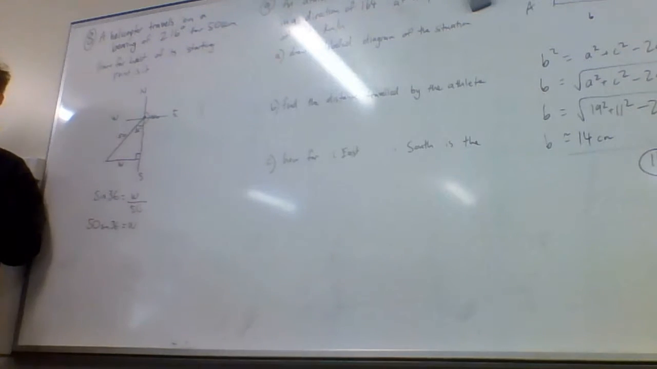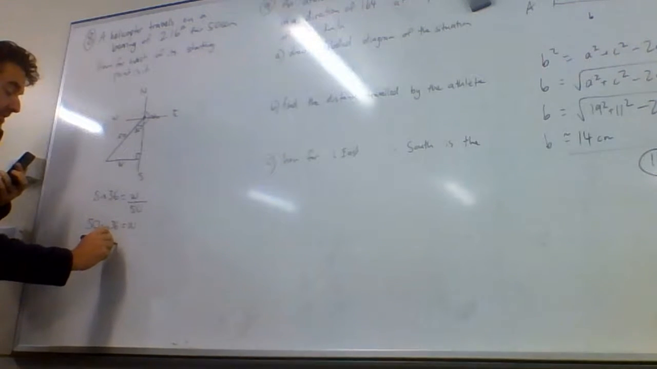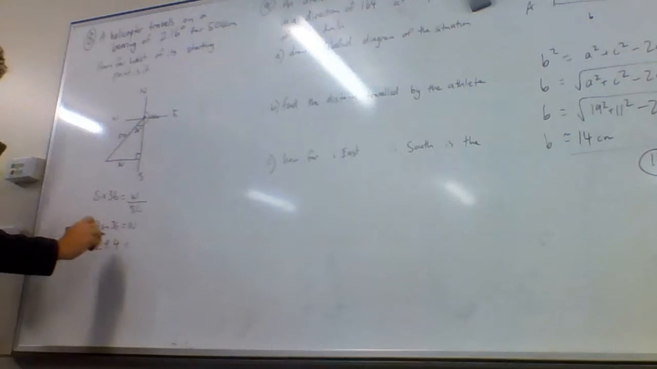Could somebody do that on a calculator for me, please? Actually, I'll get you to do it if you could. 29.389, so if I was doing it to one decimal place, it'd be 4, wouldn't it? And what are my units going to be here? Kilometres, that's right.